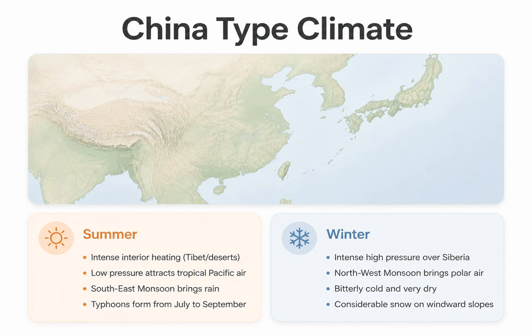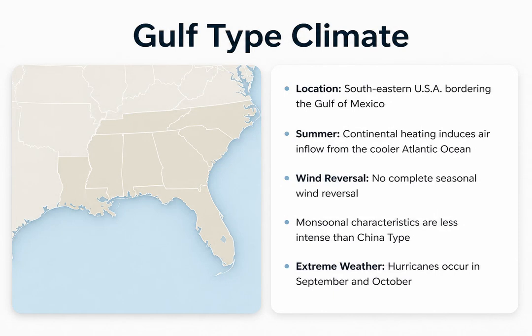Conversely, winter sees intense high pressure over Siberia. This forces a continental polar airstream outward as the northwest monsoon, making the winters bitterly cold and very dry, though windward slopes do receive considerable snow. Moving over to North America, we find the Gulf-type climate in the southeastern United States, right along the Gulf of Mexico. Here, summer heating of the continent pulls in moisture-laden air from the cooler Atlantic Ocean.